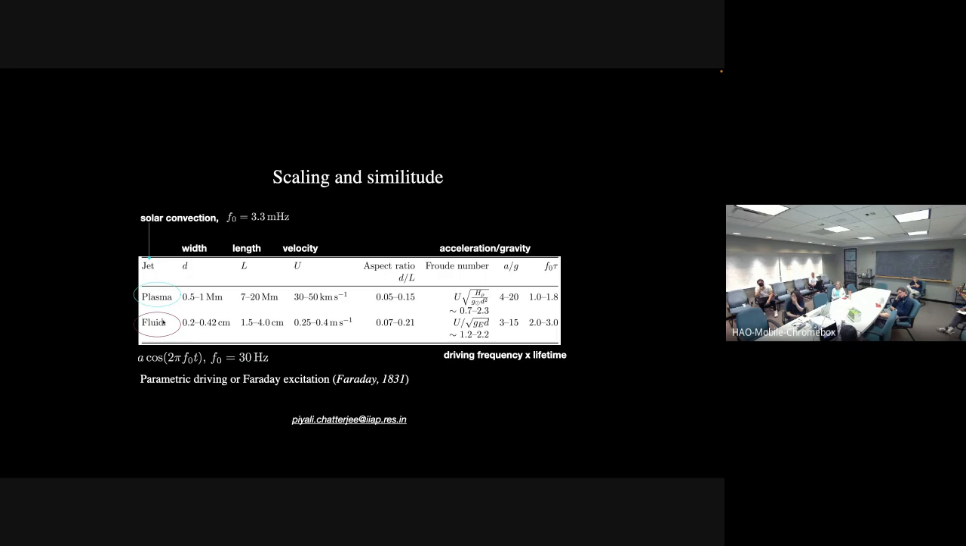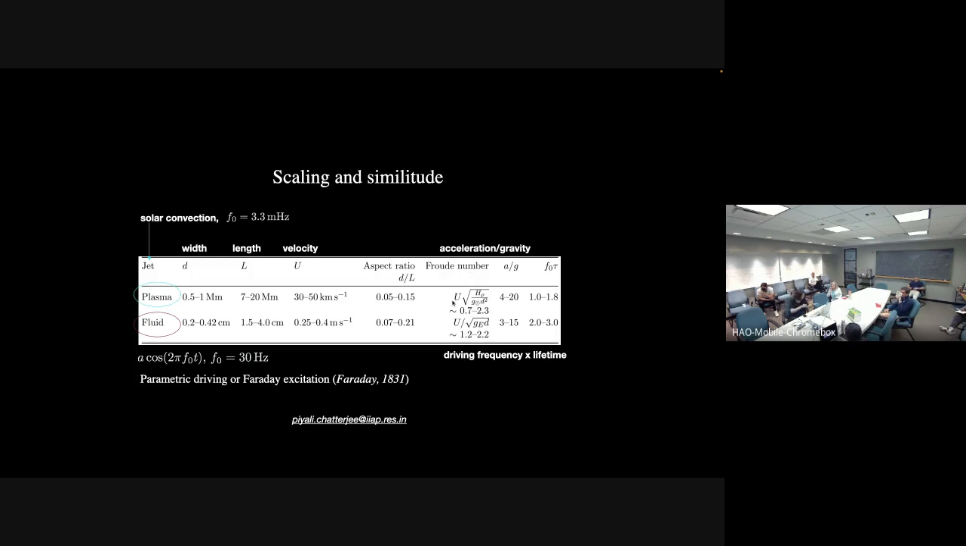So these are the two systems which are parametrically driven with two different frequencies and amplitudes, and the jets have these characteristics: the width of the jets in the solar spicule versus in the petri dish, their lengths, and their typical velocities. From these, we can compute some non-dimensional parameters, for example, the aspect ratio. If you compare the aspect ratio of the spicules to the paint jets, they are in the same ballpark.